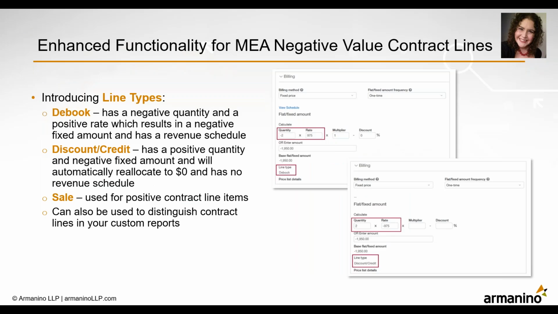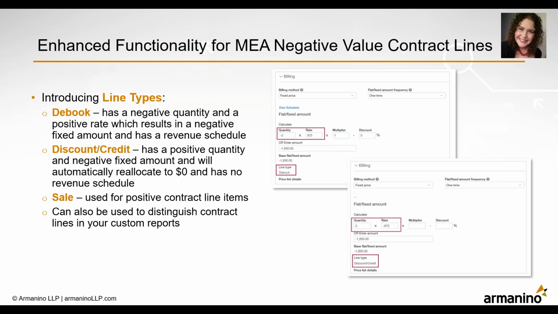The next one is the enhanced functionality for the multi-element arrangement negative value contract lines. There are really several different types of negative lines, and they can be classified into the two big groups of debook, meaning somebody has decided they don't want that contract line item any longer and you need to debook it, or a discount, meaning you're adjusting the price, but not the quantity.